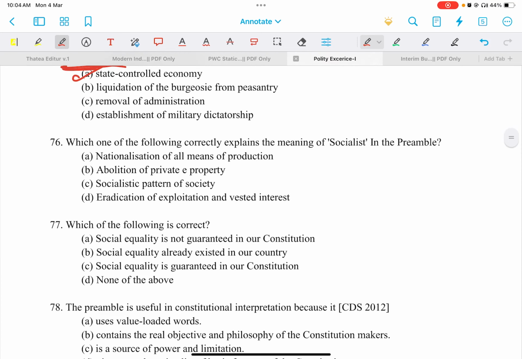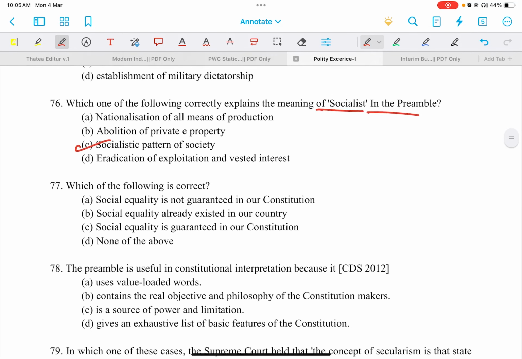Which one of the following correctly explains the meaning of socialist in the preamble? Socialistic pattern of society. Socialist in the preamble means a socialistic pattern of society. That is the right answer.